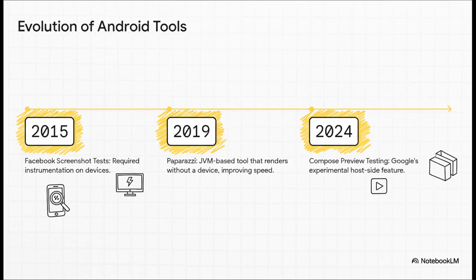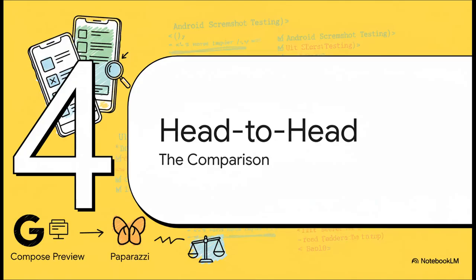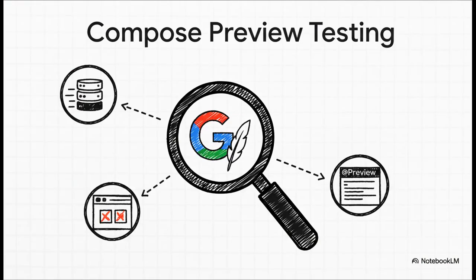And now Google is taking that same host-side idea and building it directly into the toolchain for Jetpack Compose. All right, time for the main event, the head-to-head comparison. We're pitting Google's official, but still experimental, Compose preview testing against Cash App's mature and community-driven Paparazzi. First up, we have Google's solution.